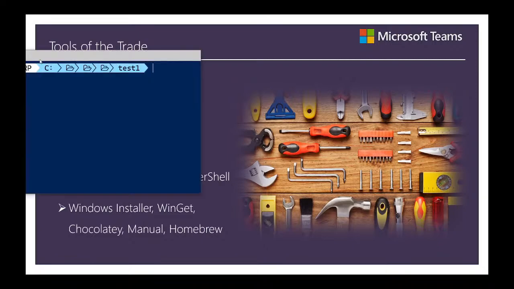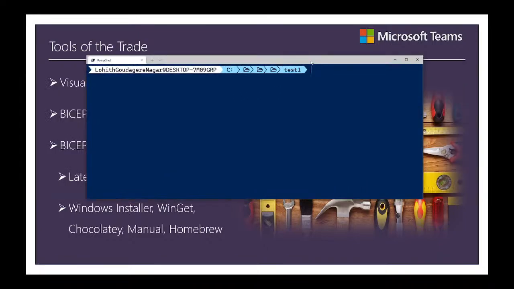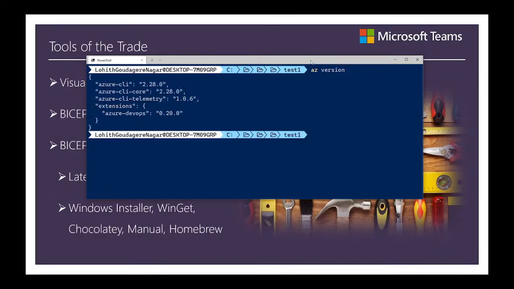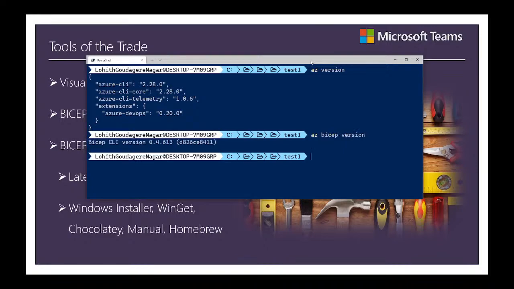I already have AZ, let's see the version. So I'm on 2.28 or whatever version. And then I also have AZ Bicep version. Let's check this. So I'm probably at 0.4 something. Yeah, 0.4.613. Installing Bicep using AZ CLI is very simple. You just say AZ Bicep install, or if you already have Bicep and want to upgrade, you just say upgrade, right? That's all you need to do.